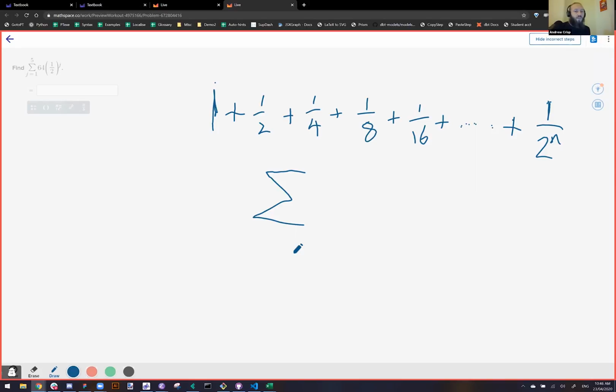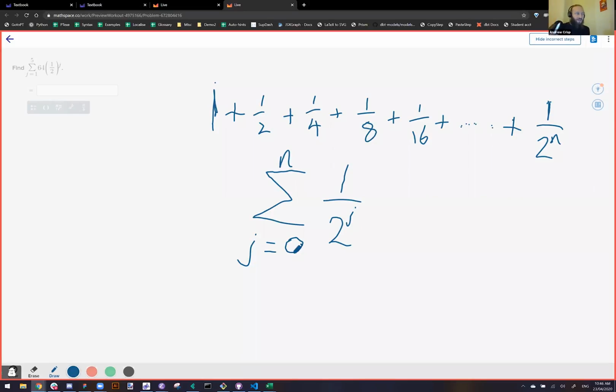Now, what's our starting point? What power of 2 do we have at the beginning? It's actually to the power 0. So 0 is our starting point and n is our finishing point. The thing that we're looking at is 1 over 2 to some power. And what we need to put here is the counting index. In the last problem, it was j. We can see j lurking over there. Let's use j. j equals 0, 1 over 2 to the power j.